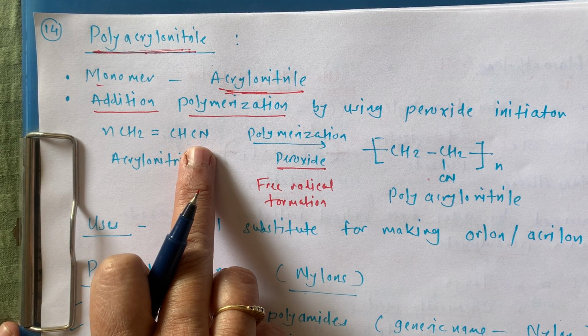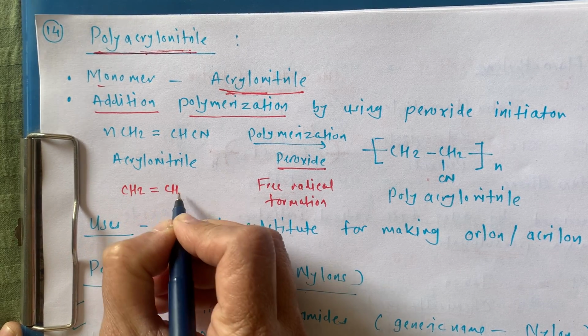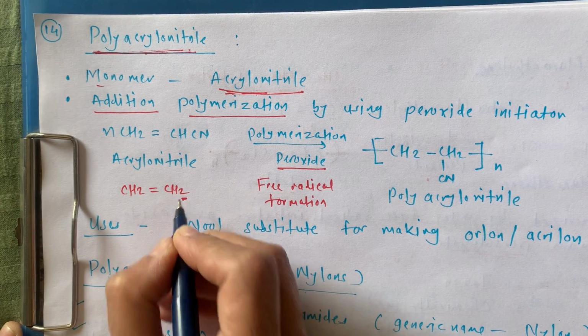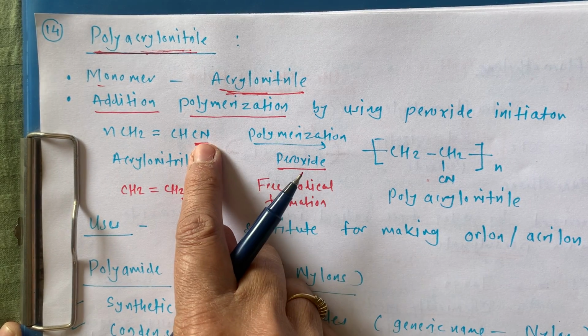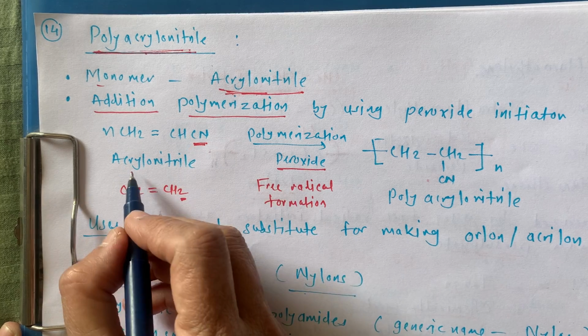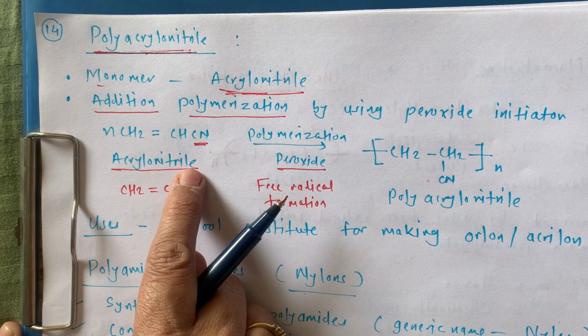This is our ethylene, CH2=CH2, and from this one of the H is replaced by CN, the cyanide group. One of the H is replaced by cyanide. It is known as acrylonitrile.